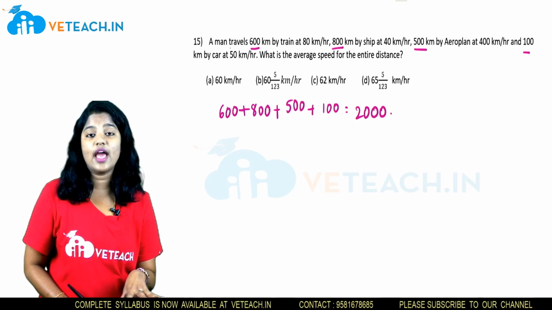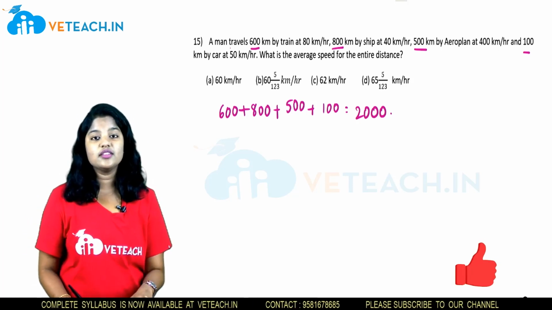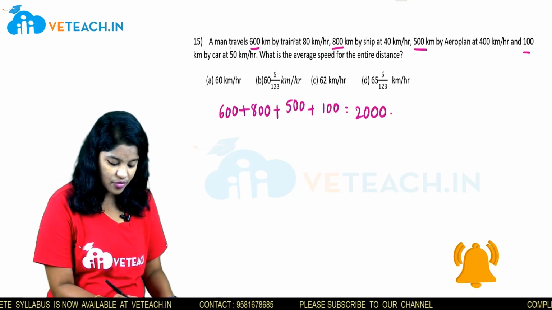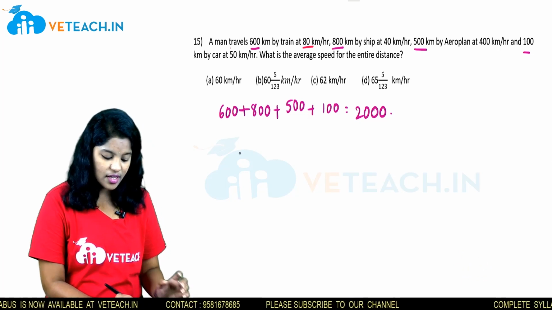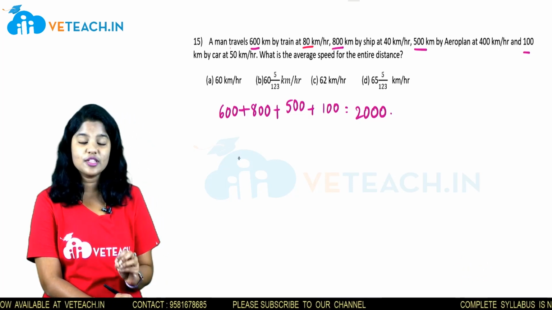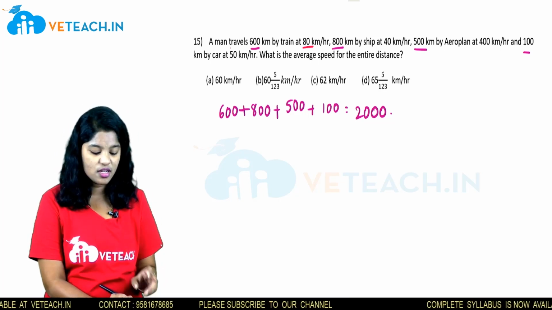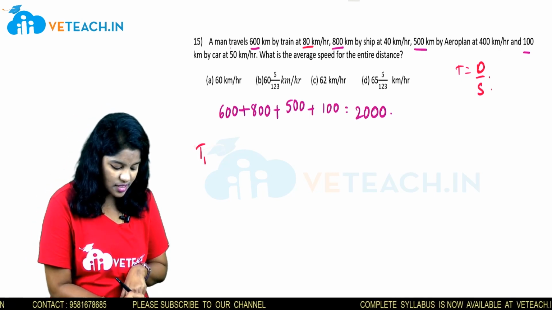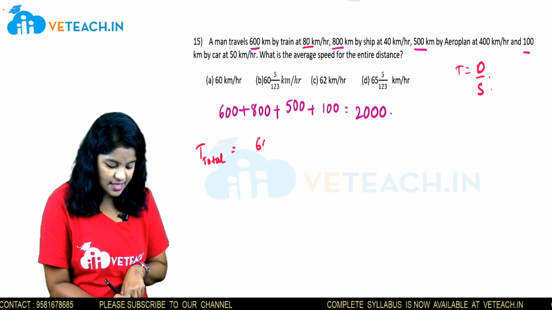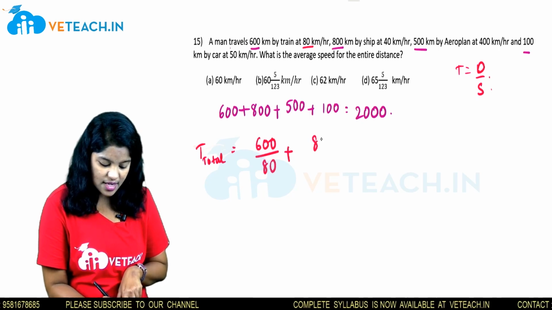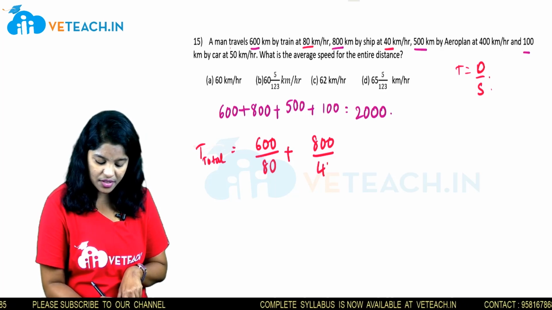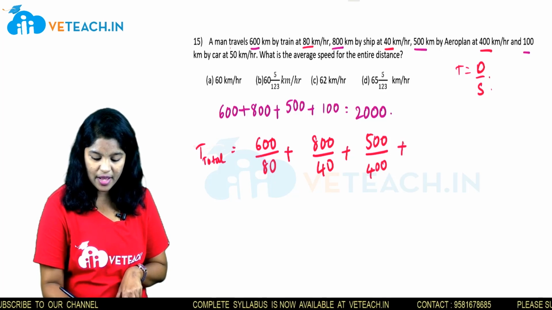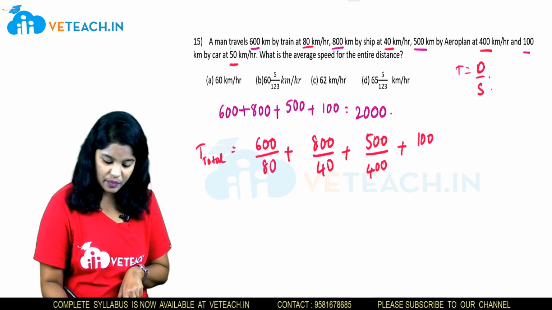Now let us find the total time taken by him to travel by all these modes of transport. First by train, he traveled with a speed of 80 kilometers per hour a distance of 600 kilometers. Time is equal to distance by speed. So total time T total is equal to 600 by 80 plus 800 by 40 plus 500 by 400 plus 100 divided by 50.